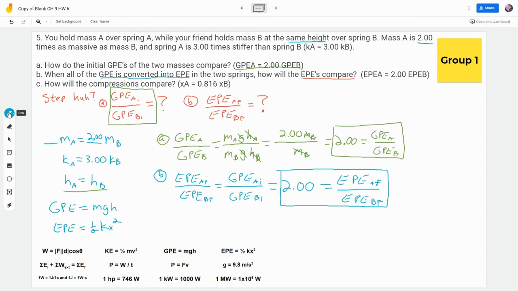Now for part C. What are we looking for in part C? How will the compressions compare? So for part C, what we really want is the ratio of the compressions. So X sub A final over X sub B. So another ratio, this equals question mark. We don't know the units. How can we get there?